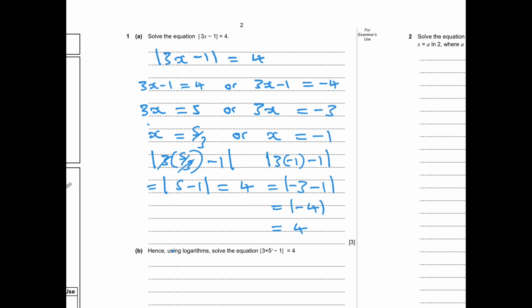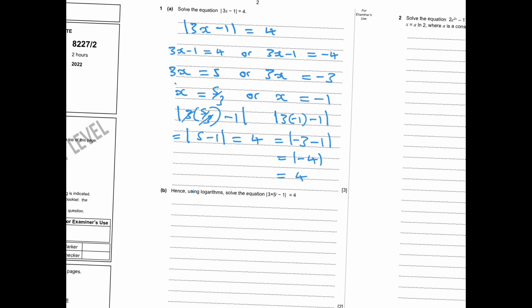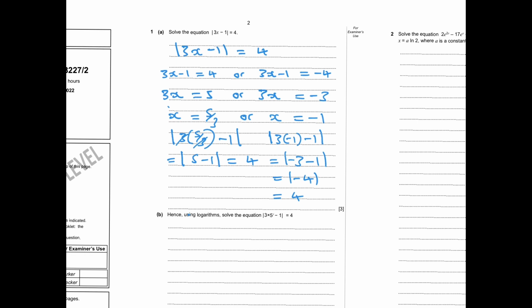And then now moving on to B, the question, as you can see there, is saying, hence, using logarithms, solve the equation. So this word there, hence, means therefore. What it means is that whatever we got from the previous part of the question, we are supposed to apply it here.